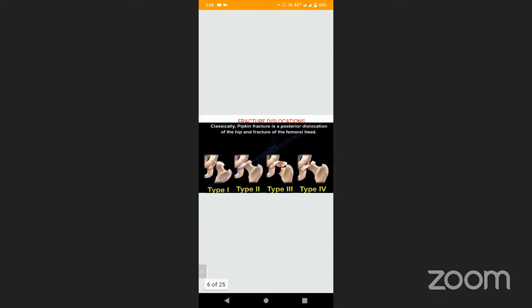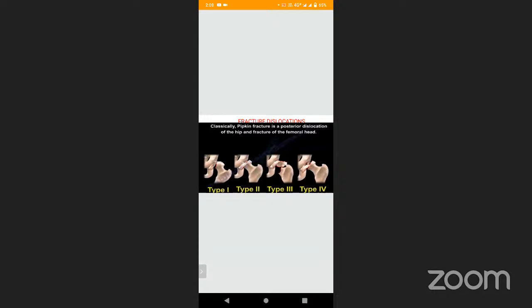And this is fracture dislocation. Here you can see not only the head of the femur is completely dislocated out of the acetabulum, but also the head of the femur is fractured. These types of dislocations, where there is dislocation and also fracture of the head of the femur, are called Pipkin's fracture dislocations.